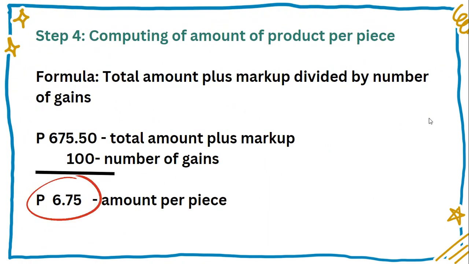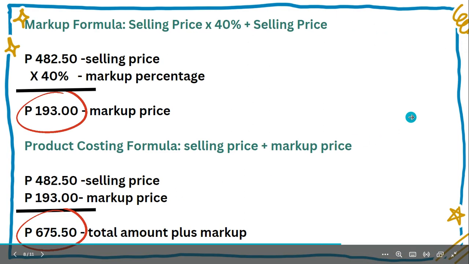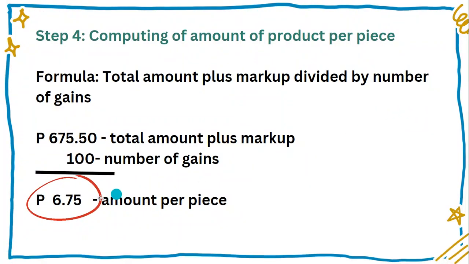And for the last and final step, computing the amount of product per piece. This is the formula. Total amount plus markup divided by the number of pieces. We're just going to write 675.50. So total amount plus markup. Where did we get 675 pesos and 50 centavos? From here. So you're just going to copy. And 100 pieces is the number of pieces.